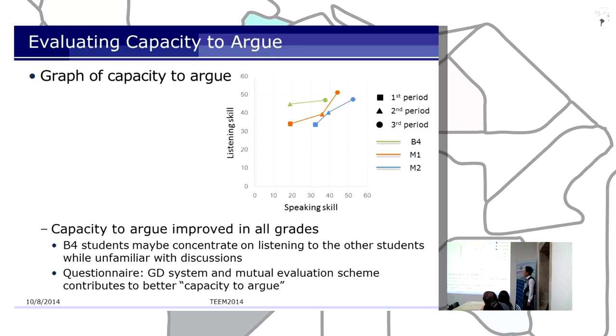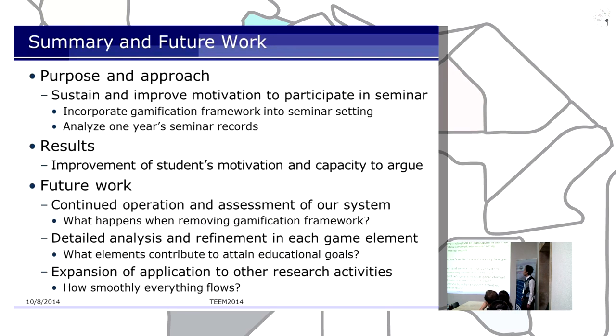This figure is a graph of capacity to argue, with speaking skill and listening skill on two axes. This figure shows that capacity to argue is improved in all grades. Especially, before, students may concentrate on listening to the other students while unfamiliar with discussions. The questionnaire indicates that the GD system and mutual evaluation scheme contribute to better capacity to argue.